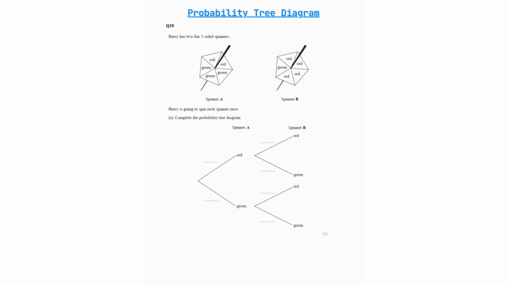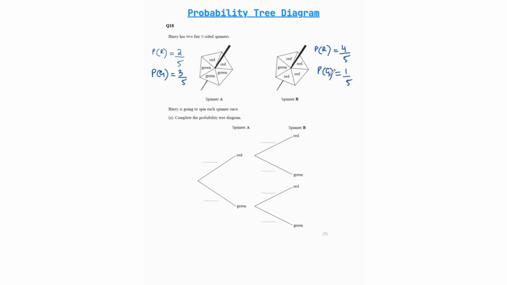Then it says Harry has two fair five-sided spinners. Harry is going to spin each spinner once. Complete the probability tree diagram. So if you look at spinner A, we have 2 red and 3 green. So probability of red over here is going to be 2 out of 5. Probability of green is going to be 3 out of 5. For spinner B, probability of red is going to be 4 out of 5. And for green, it's going to be 1 out of 5.